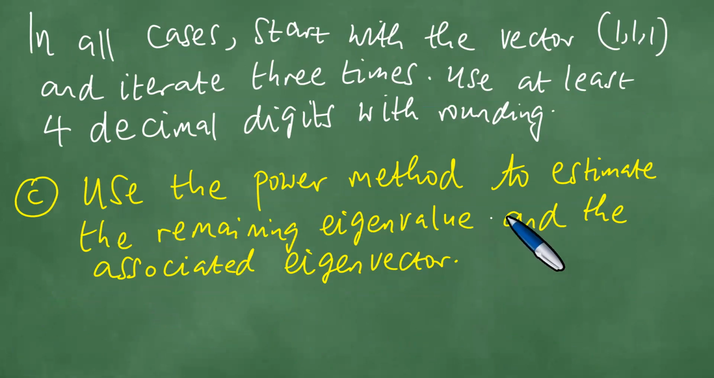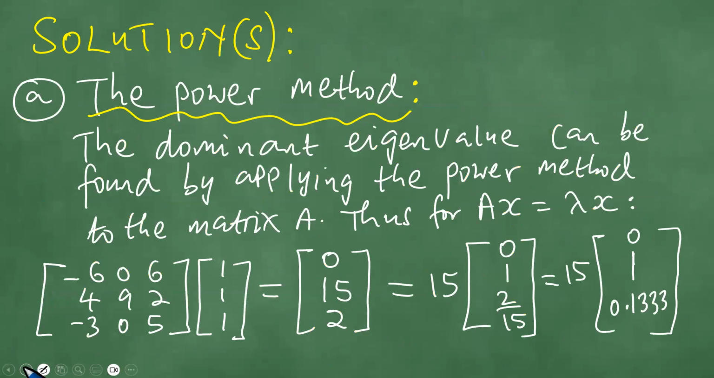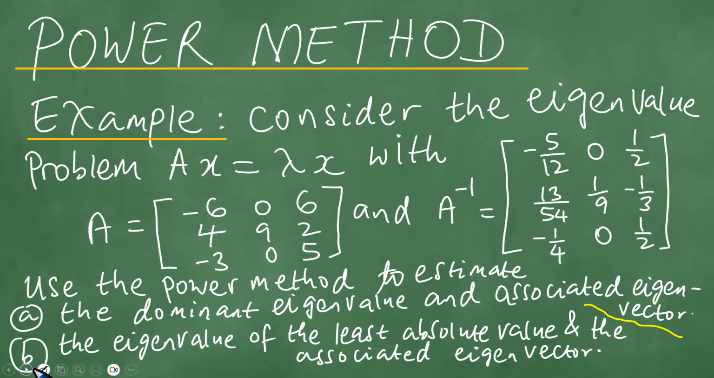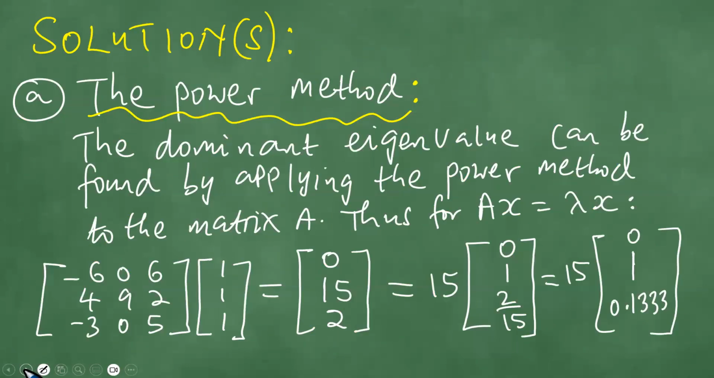We need to use the power method to estimate the remaining eigenvalue because there's a part where we said all the three eigenvalues. It is a 3 by 3 matrix, so it has 3 eigenvalues. But use the power method to estimate the remaining eigenvalue and associated eigenvector. Right, so we need to estimate the remaining one. Let's look at how we do that part.